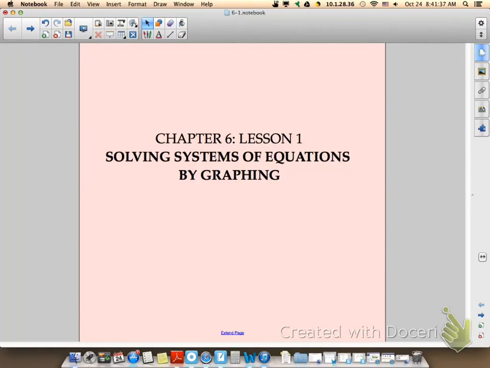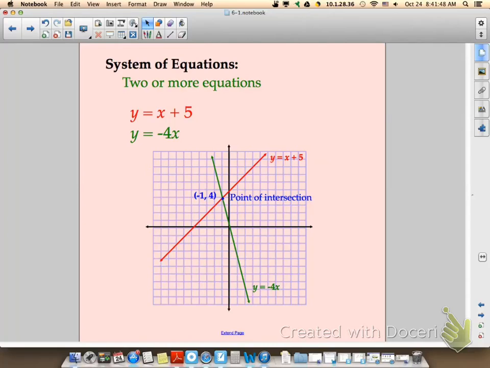6-1, solving systems of equations by graphing. I'm going to show you what a system looks like. Now this system has how many equations? Or how many linear functions? 2. Okay? Now a system is any set of equations that has 2 or more equations.